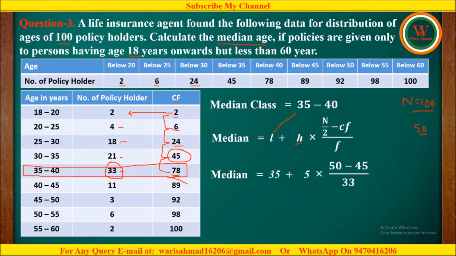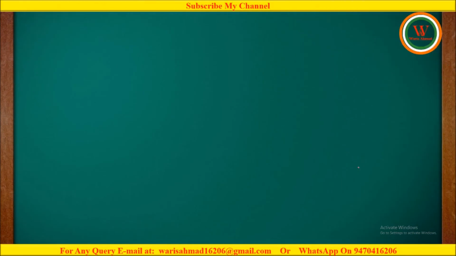After solving this one, we will have median equals to 35.76. Therefore, median age is 35.76 years. So this is the final solution of this question. Now let us consider question number 4 of the same exercise.